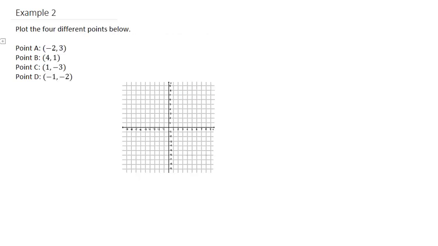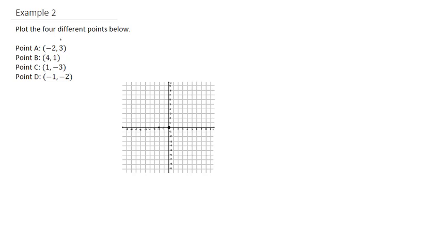Example 2. Plot the 4 different points below. So now that it gives us all these different points, we need to go ahead and place a dot there for point A. So here we have -2 and 3. So once again, we always start at the origin, and we're going to go over to the left 2. So we go 1, 2. Now we went left because it's negative. If we went right, it would be positive. But this shows negative, so we went left.